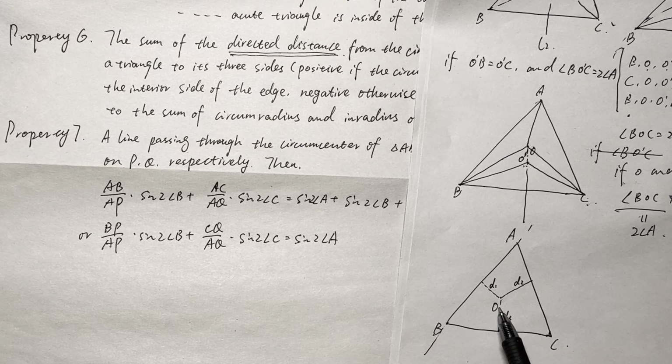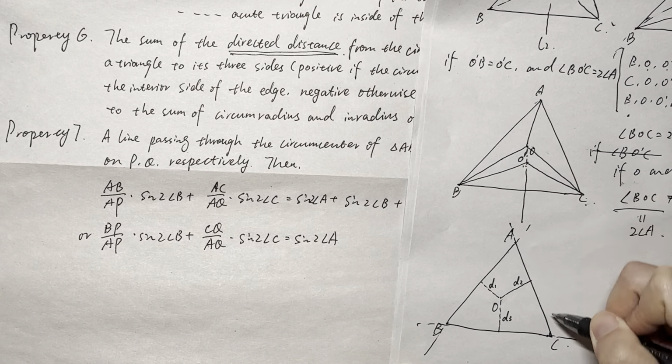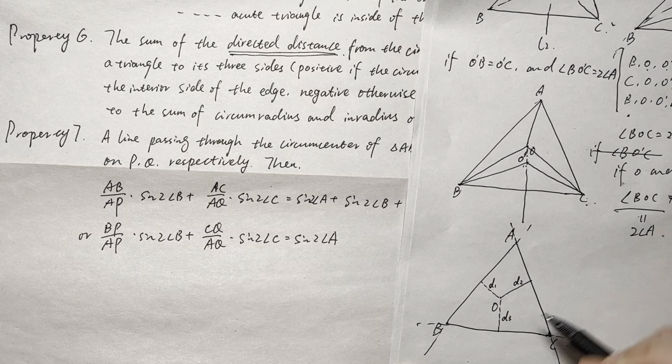And for the line BC or edge BC, both triangle ABC and circumcenter O are on the top of the BC, which means D3 is positive. And for the line or edge AC, both triangle ABC and circumcenter are on the left of the line AC, so D2 is positive.